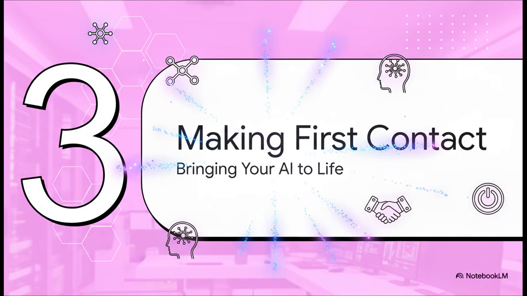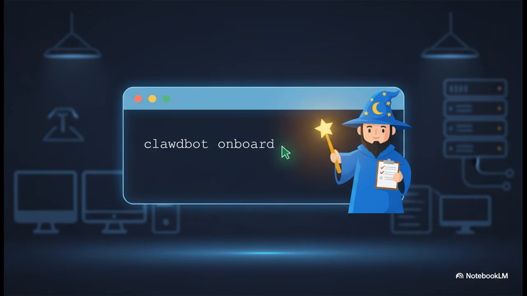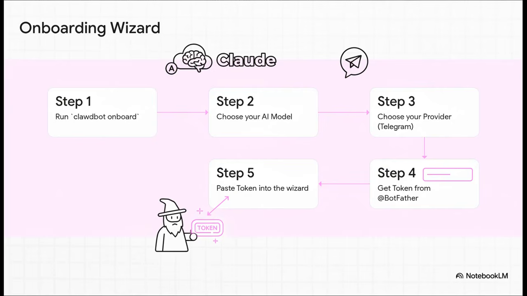This is where we actually bring our personal AI to life. So to kick this all off, you're going to go back to your terminal and type this one simple command, Clawdbot onboard. This will start up a friendly little setup wizard to walk you through the final steps. The wizard makes this super easy. First, you'll pick your AI model. I'd recommend starting with Claude. Next, choose how you want to talk to it, and we're going to use Telegram.